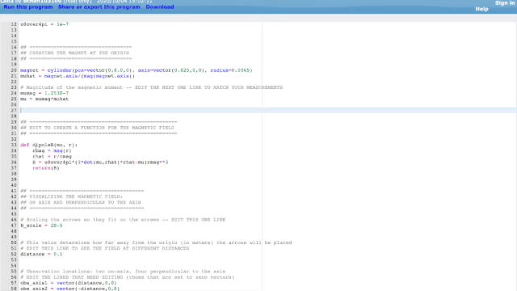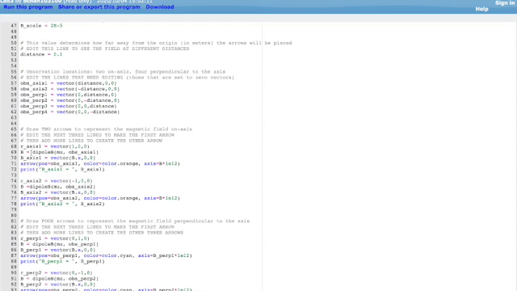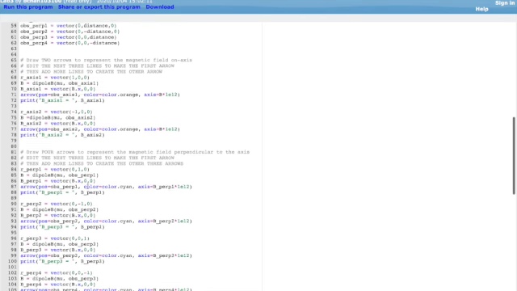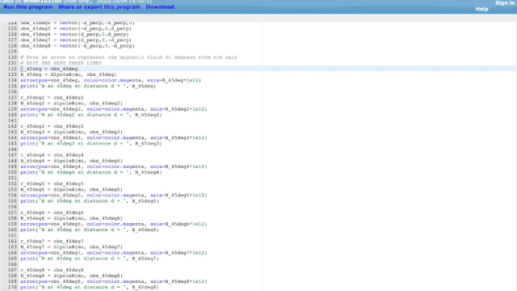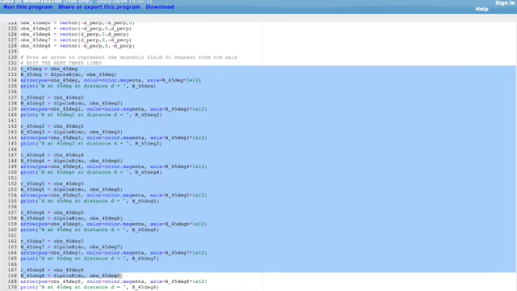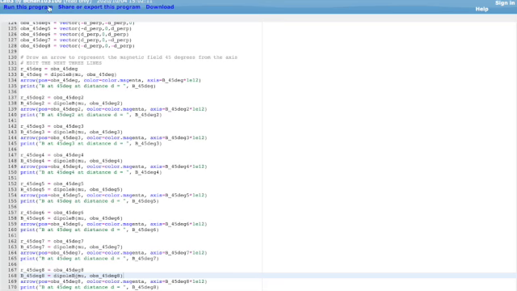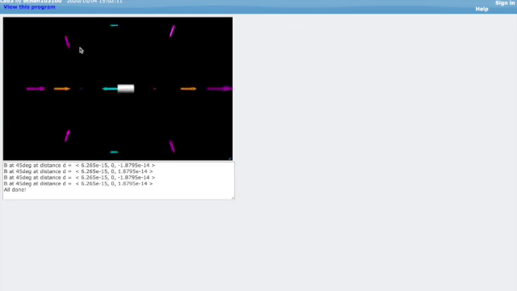I had to create a function for the magnetic field, seen right here. I made 2 arrows to represent the magnetic field on axis. I made 4 arrows to represent the magnetic field perpendicular to the axis. And I also made 8 different arrows for the magnetic field 45 degrees from the axis. When I run the program, it looks like this, where the pink arrows are the 45-degree angles, the blue ones are perpendicular, and the orange ones are on axis. And all the estimations are at the bottom.